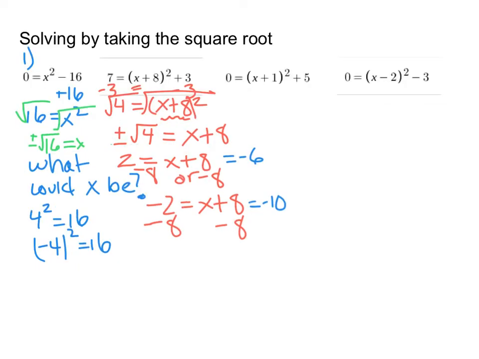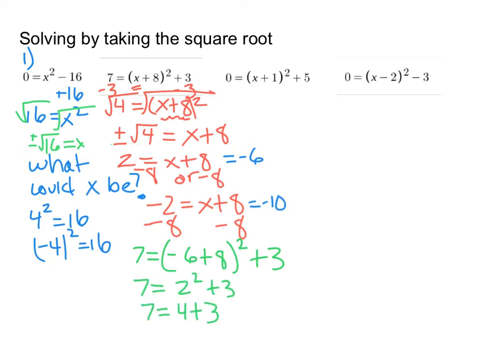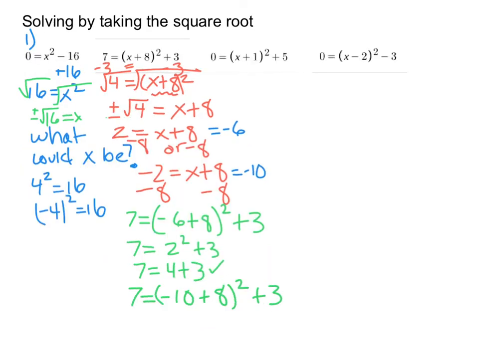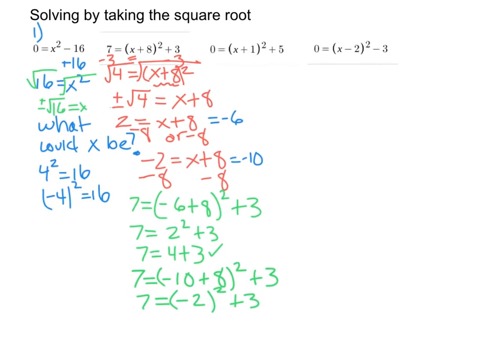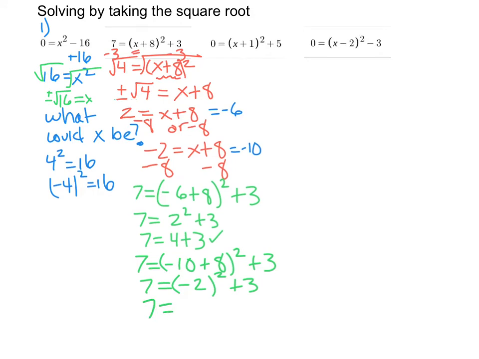And real quick, I just want to show that both of those work. So negative 6 worked because it ended up being 7 equals 4 plus 3, which is true. Let's try with negative 10. Hopefully we can see already how this is going to work, because it's going to give me negative 2 squared, which is 4 plus 3, which also works.